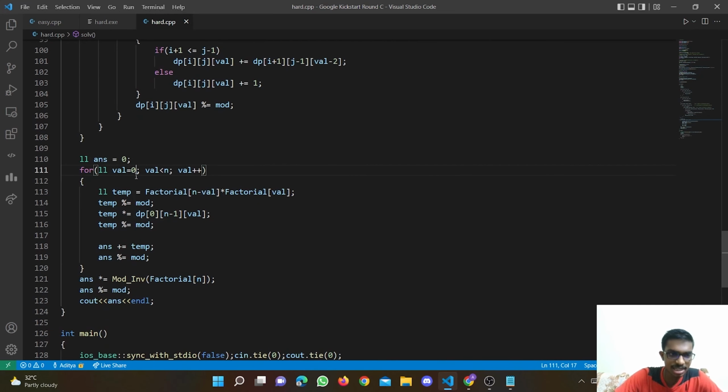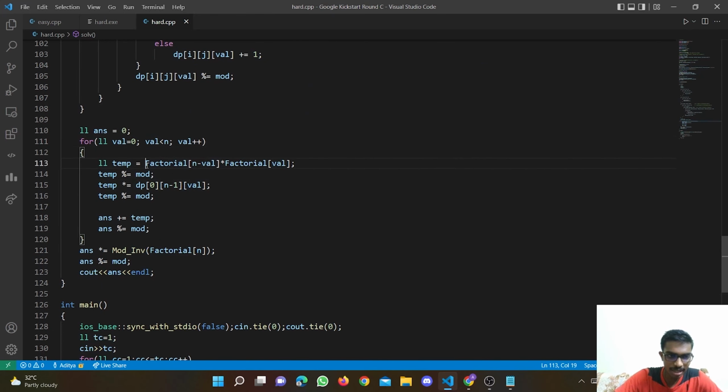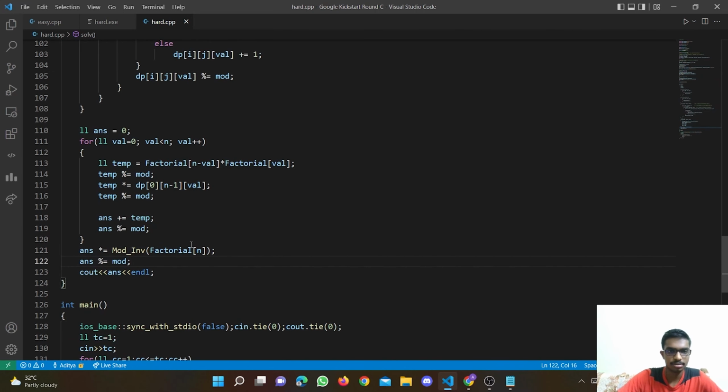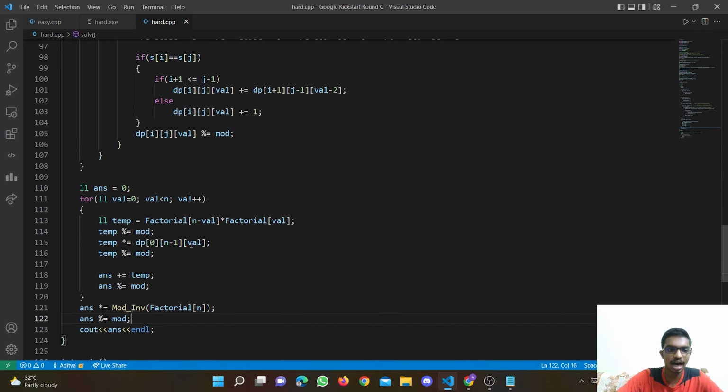Now for each such palindromic subsequence, so going val equal to 0 to n, I'll have to multiply factorial n minus k into factorial k, multiply it to dp 0 n minus 1 val, and add that value to my answer, right? And doing this for all lengths from 0 to n minus 1 will give us the number of candies you'll eat if all n factorial crossing ways occur. And now again multiplying mod inverse of denominator, we will get the desired answer. And this is the solution to the hard version.